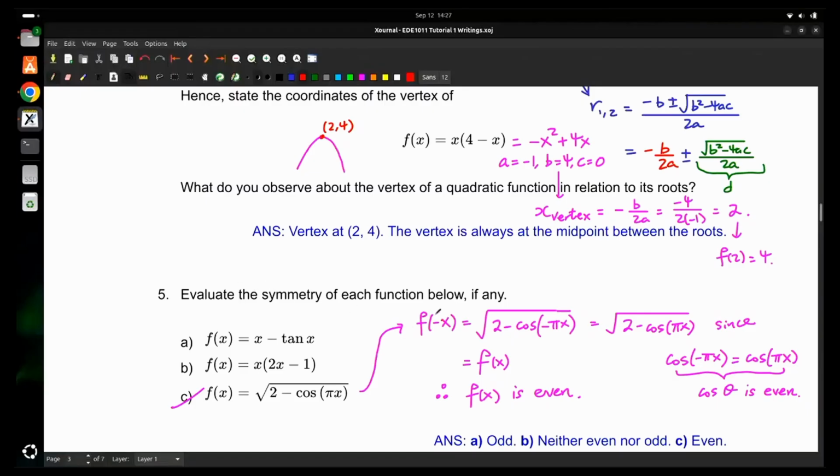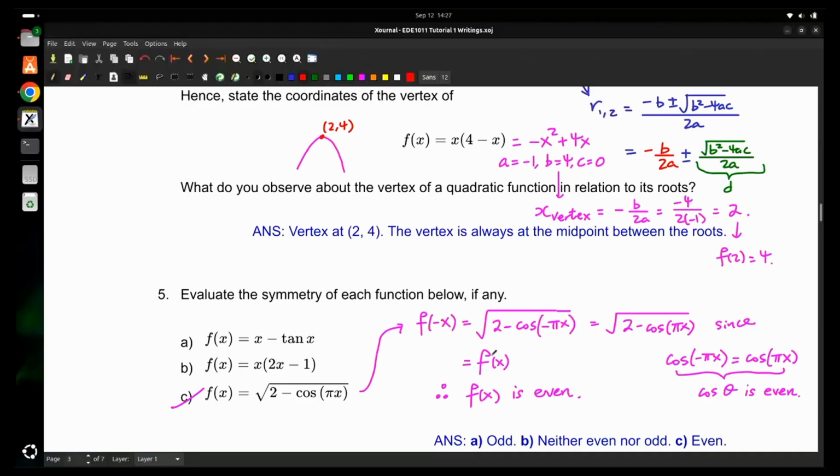So now if you have minus x, then you have a cosine minus pi x here, because previously it was cosine pi x. So therefore cosine minus pi x is really the same as cosine pi x, because cosine function is even. Cosine function is an even function. So cosine minus theta equals cosine theta. So we just use that fact and then sub back. So then you realize that f of minus x is f of x. So that satisfies the definition of an even function. So f of x is even.